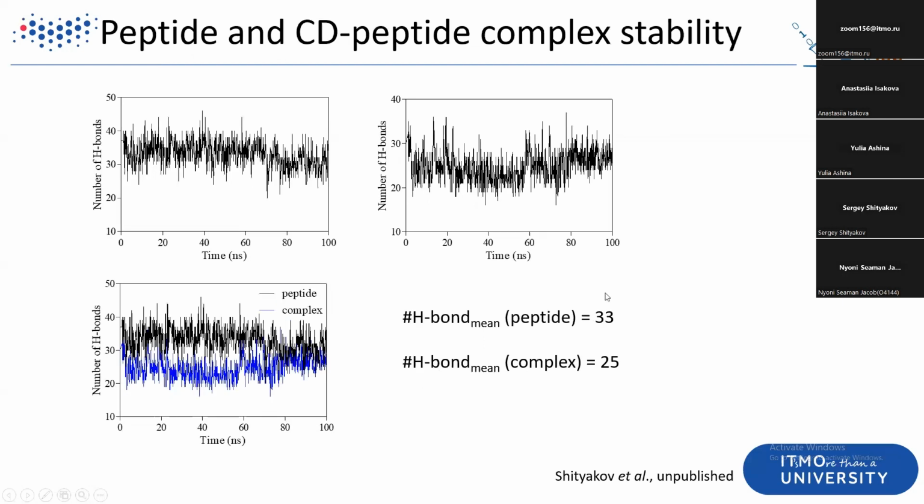Okay, so this is the complex stability, which is correlated to the number of hydrogen bonds in the peptide and in the complex. You can see that the peptide has a propensity to form more hydrogen bonds with the solvent, which is not the case for the complex, where the peptide is protected by the cyclodextrin molecule here.